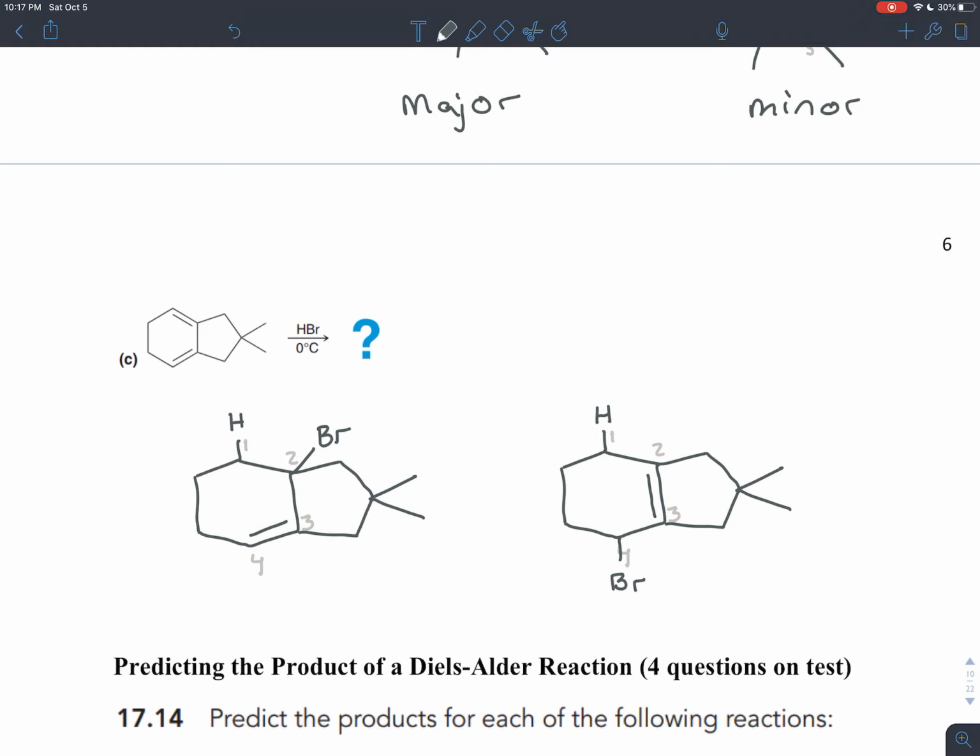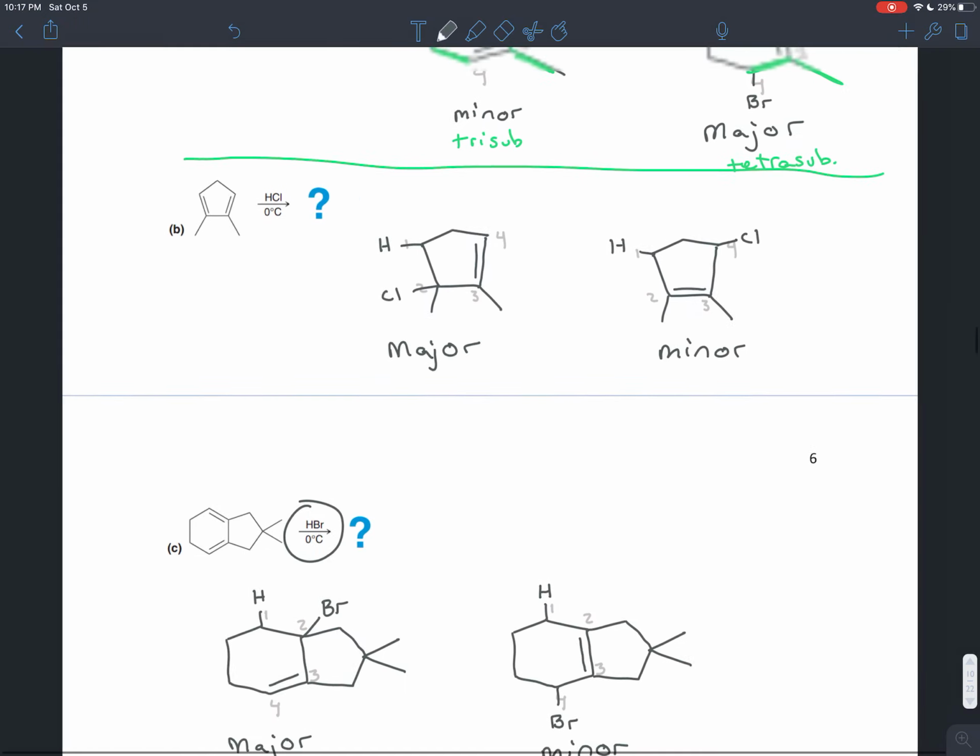Then we just have to say which one is the major product and which one's the minor product. At 0 degrees Celsius, diffusion is hard to do. The bromine has a hard time moving around, getting around the solution, getting to the carbon number 4. So it just sticks to the carbocation that develops at carbon number 2, and the 1,2 product is the major product. So at a low temperature, like 0 degrees Celsius, the 1,2 product is the major product, and the 1,4 product is the minor product.